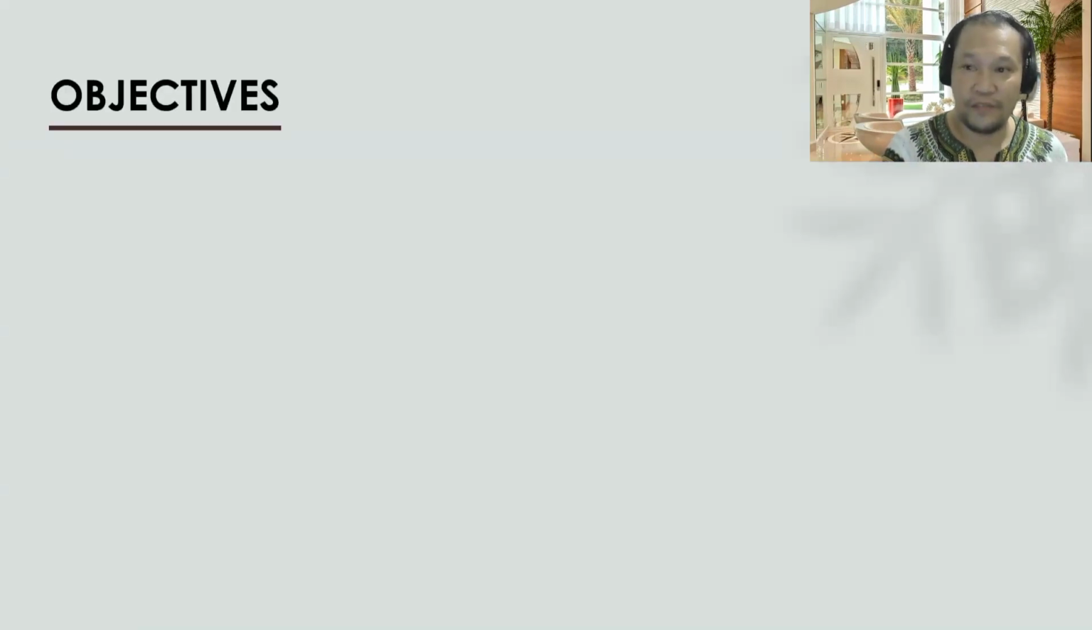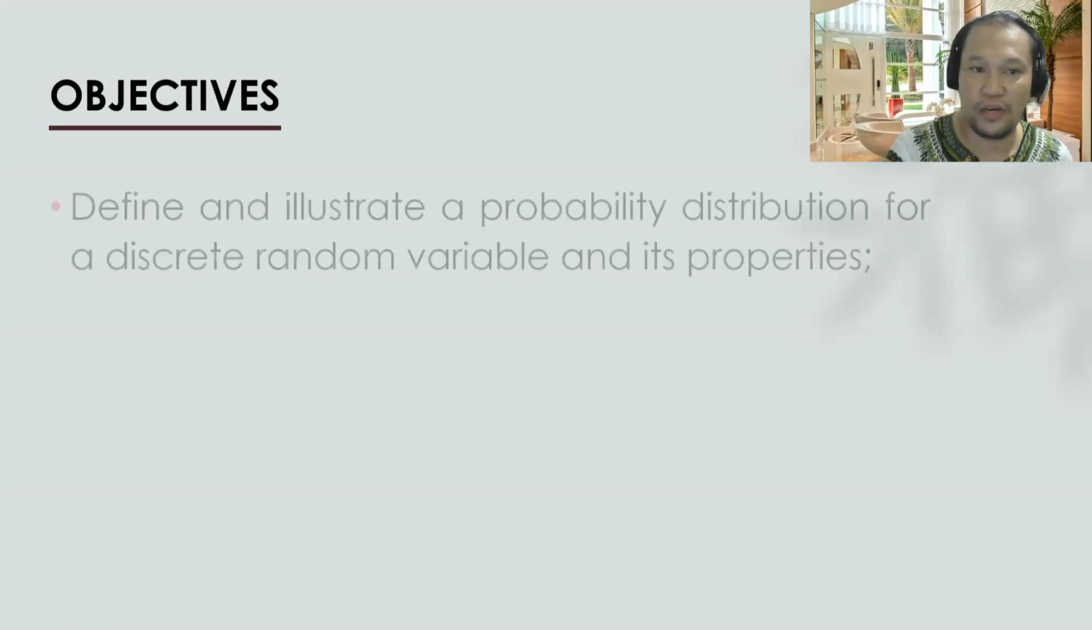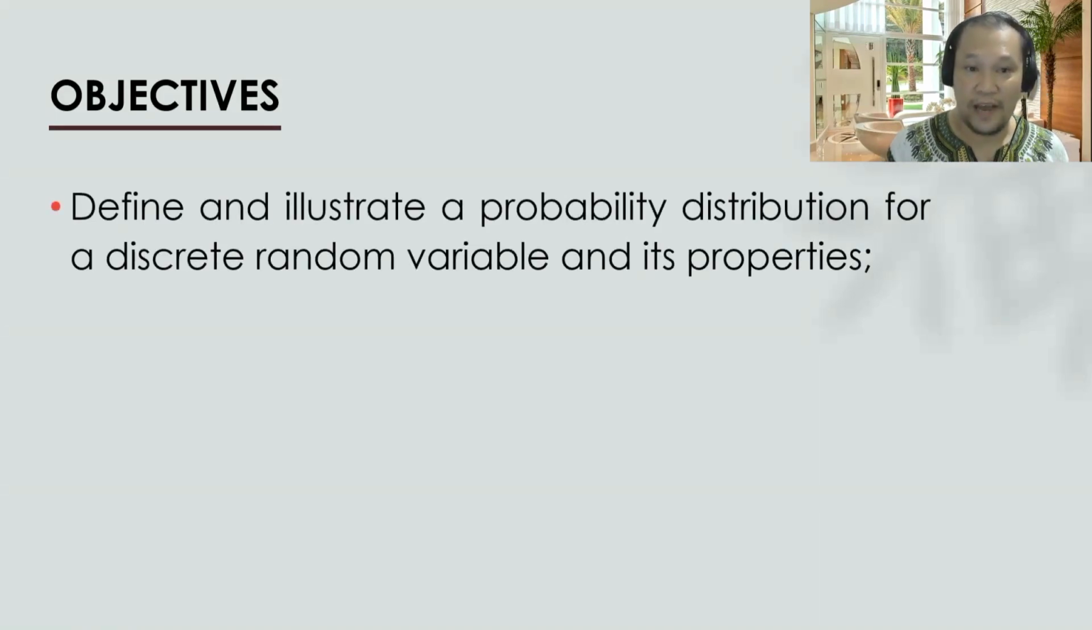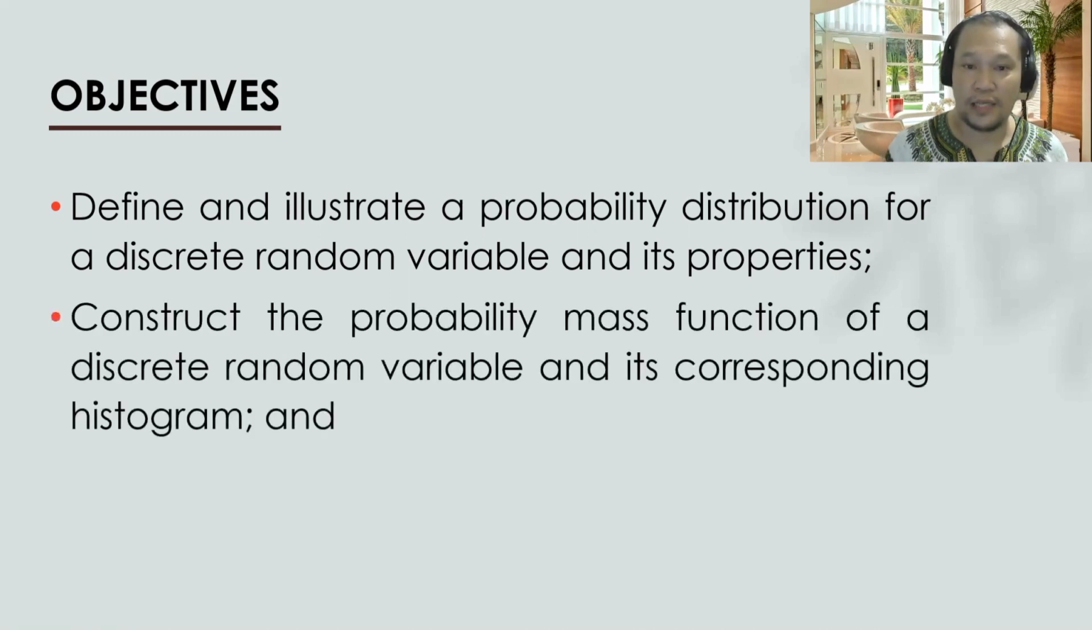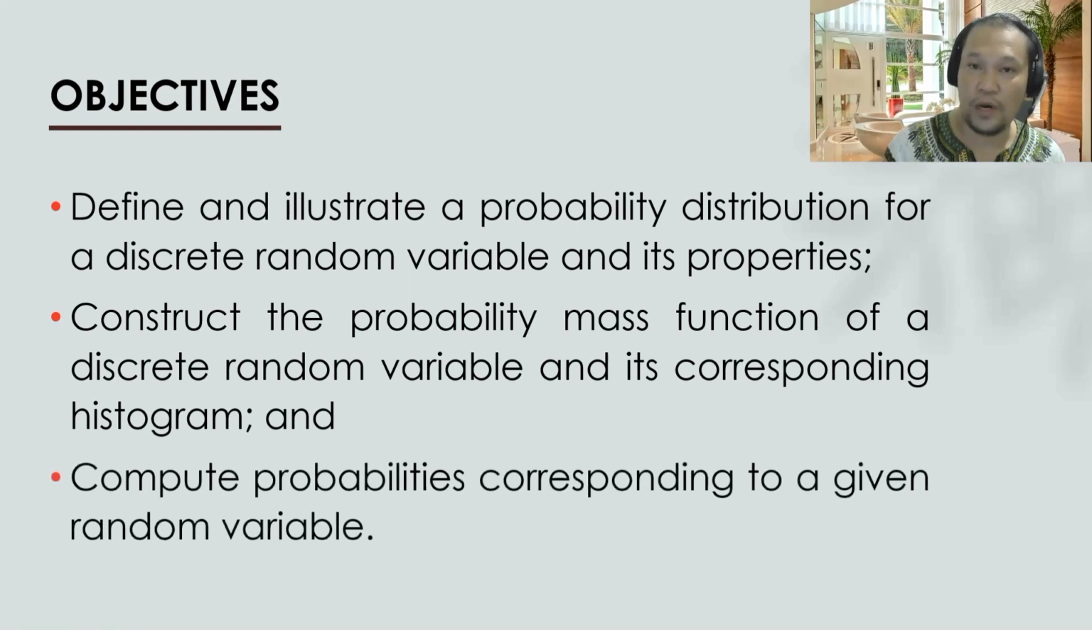And what are our objectives for this video learning? Number one, define and illustrate a probability distribution for a discrete random variable and its properties. Number two, construct the probability mass function of a discrete random variable and its corresponding histogram. And last one, compute the probabilities corresponding to a given random variable.